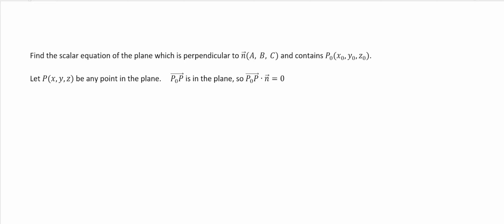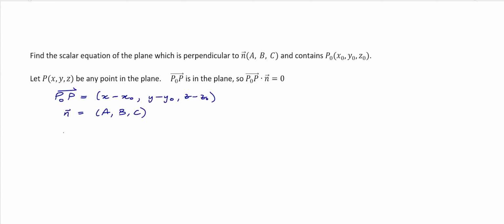Okay, so the first thing that I'm going to do is define P naught P. P naught P is the vector that's in that plane, right? And so I go x minus x naught, y minus y naught, z minus z naught, and that's my vector P naught P. My normal vector has been given in the question, a, comma b, comma c.